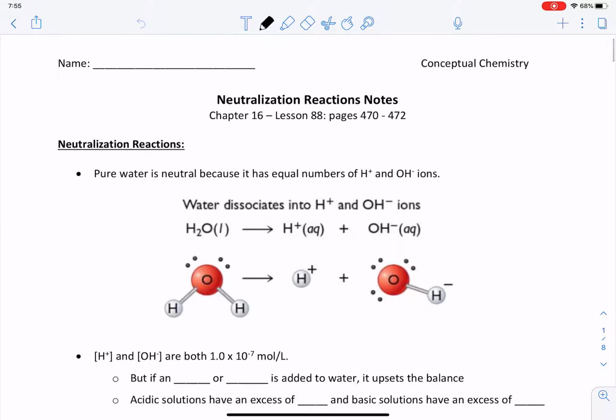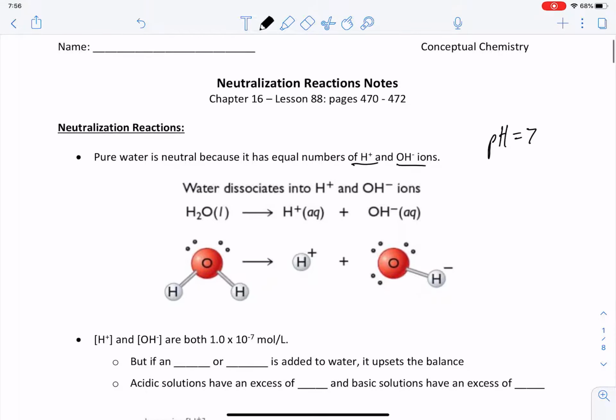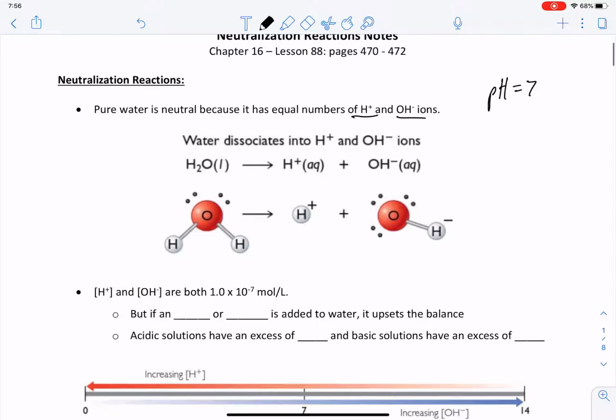So to start, just going through these notes, we have water, and pure water is always going to be neutral, so it will have a pH of 7, meaning it will have equal numbers of hydrogen ions and hydroxide ions. We talked about those in a previous video. If you have more questions about that, I would refer you to watch that again. So water dissociates into hydroxide and hydrogen ions, one acid, in this case H+, and one base, right?